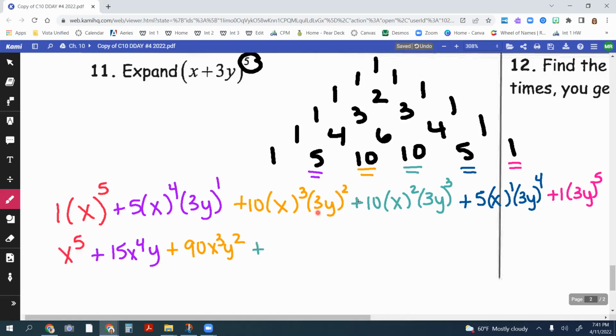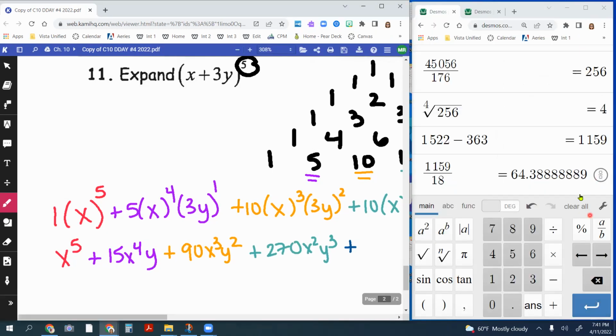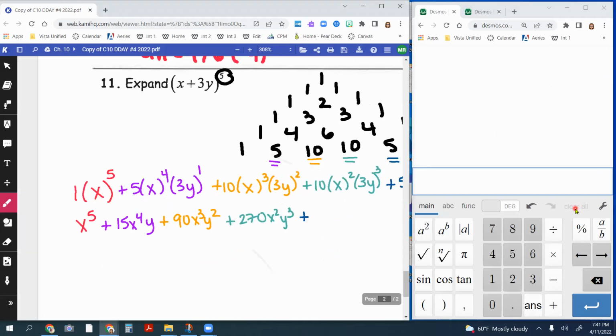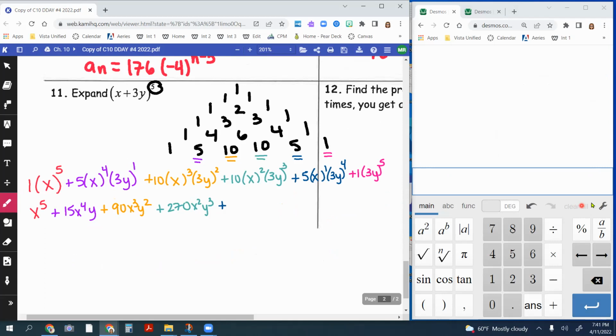And then my next one, I have a 10, and then I have a 3 to the 3rd, which is a 27. So this is going to be a 27 times 10, which is 270 x to the 2nd, y to the 3rd. And then I have plus, and I have a 3 to the 4th, which is 81. Let me just get my calculator here. Okay, so I have a 3 to the 4th, which is 81, times the 5, so it's going to be 405 x, y to the 4th.